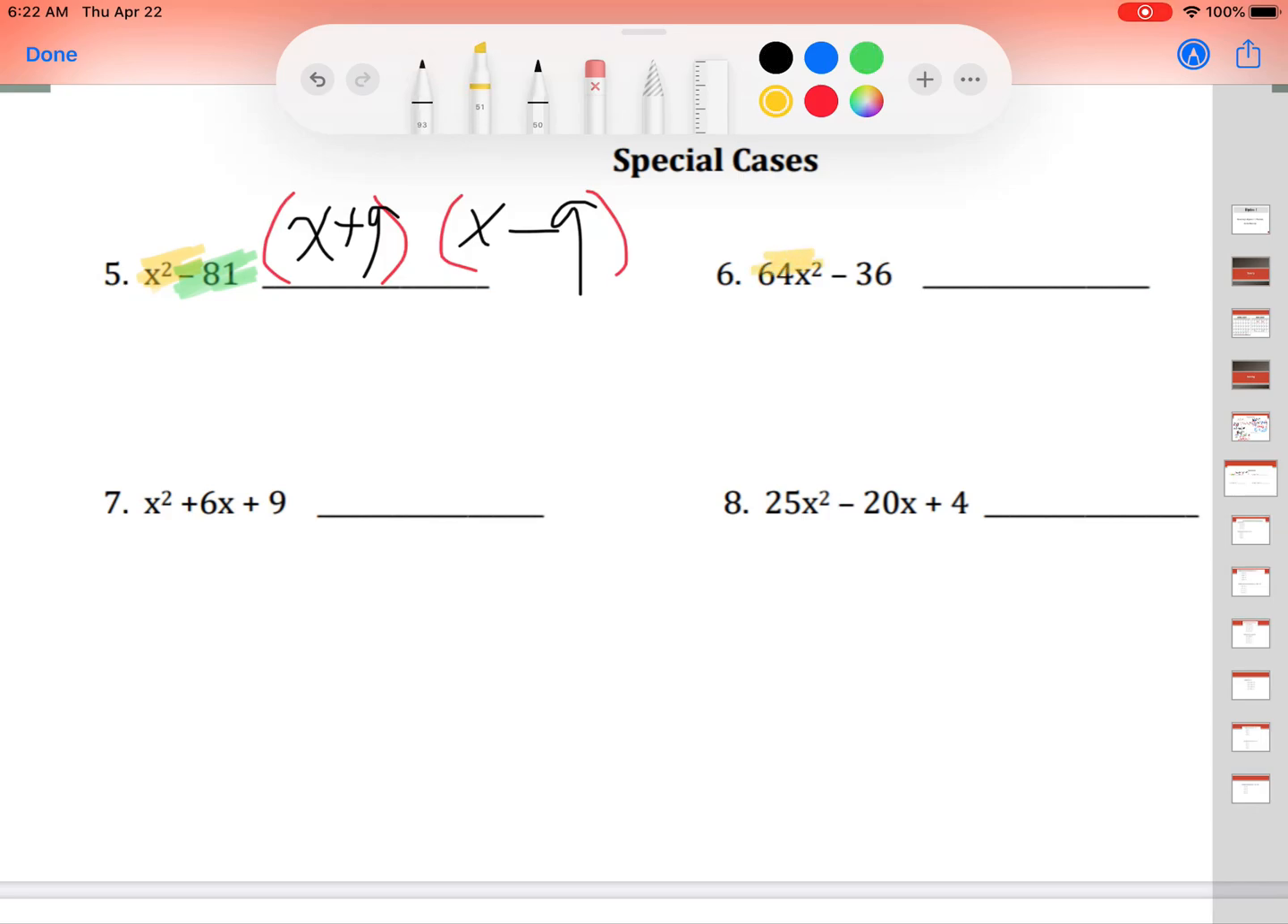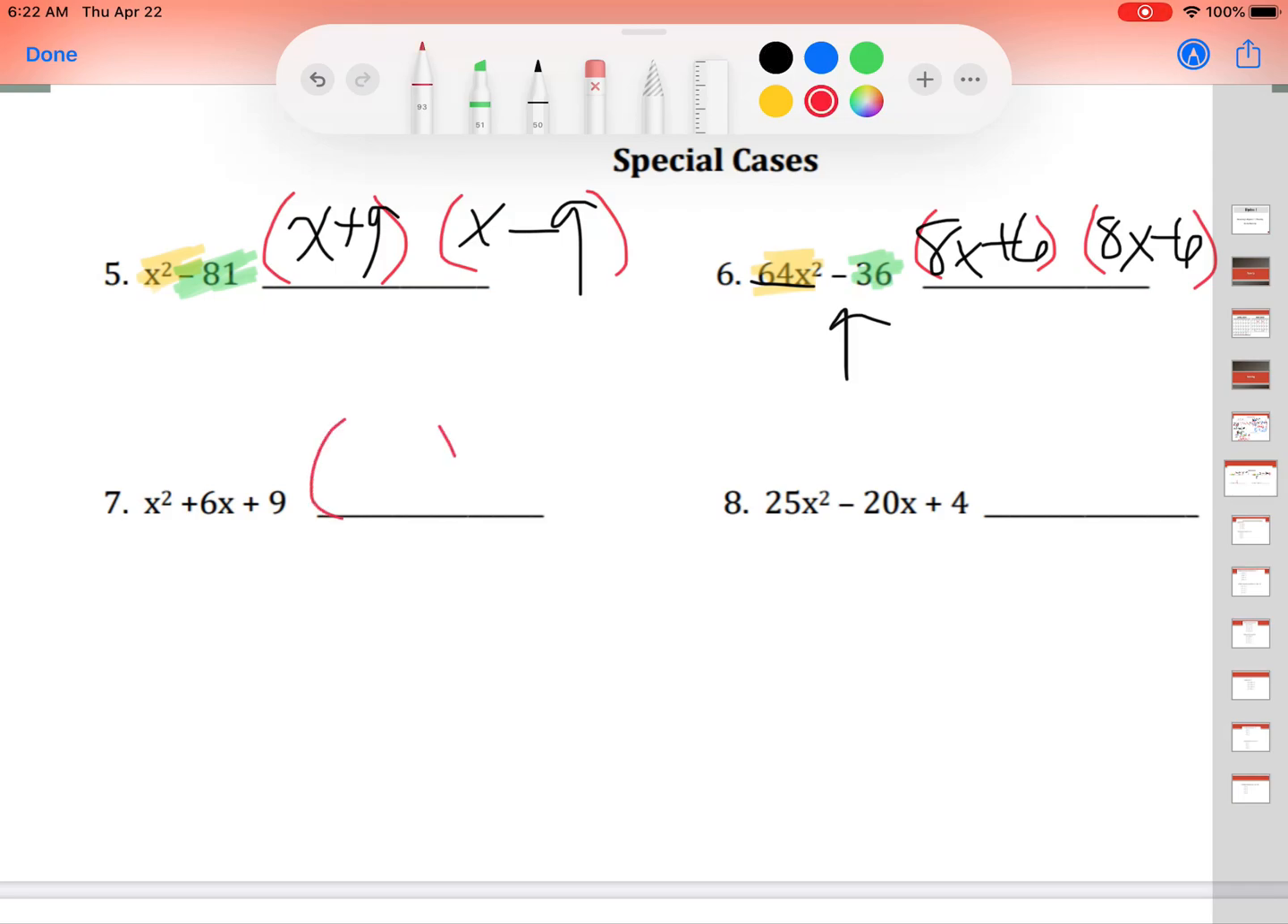So we'll do the same thing with 64, with number 6. We set up 2 parentheses. What times itself makes 64? Perfect square, 8 and 8. There's an x in the first term, so I have to put x's in the first term. What times itself makes 36? 6 times 6. To make this a negative, you have to do a positive times a negative. So 8x plus 6 and 8x minus 6.